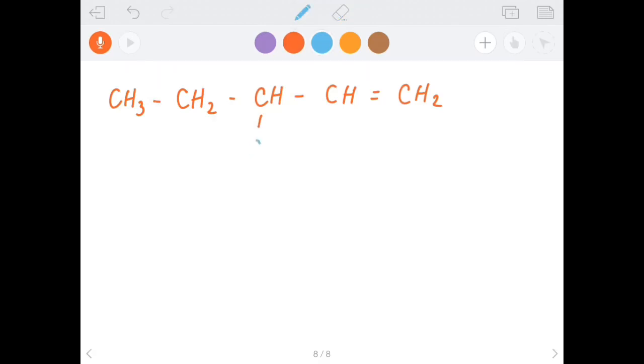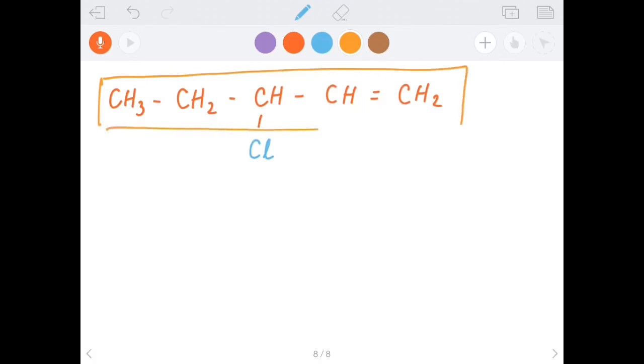Okay, hold on. Let's not put an OH there. Let's make it a little simpler first. Let's put a chloro. And then I have a CH and a double bond CH2. Now, if you notice, I have a double bond which is a functional group. I also have chloro, which is a substituent.